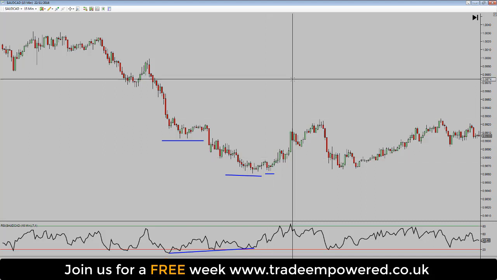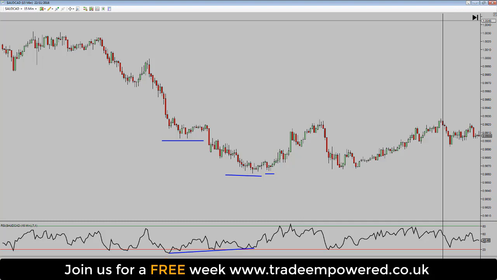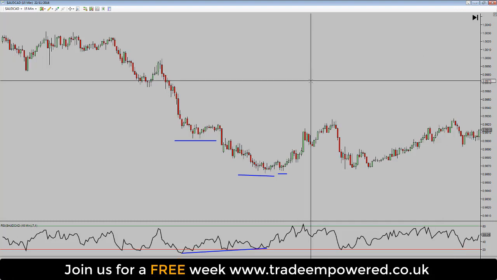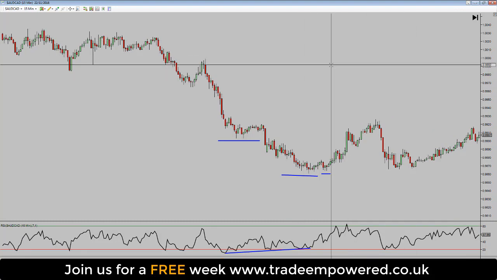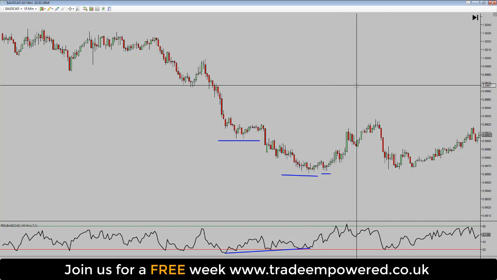So the next thing we want to look at is hidden divergence, and there's a common mistake made between the two, so I'm going to go through what hidden divergence is and how you can use that, and it's really more for a trend continuation style of trading.